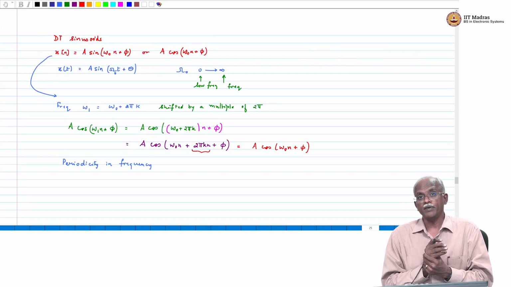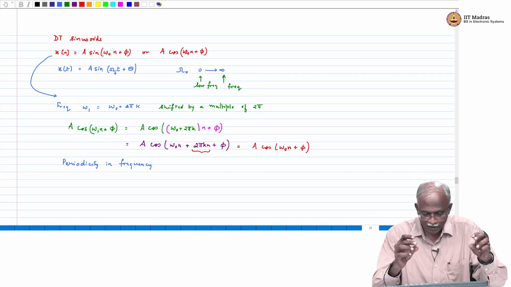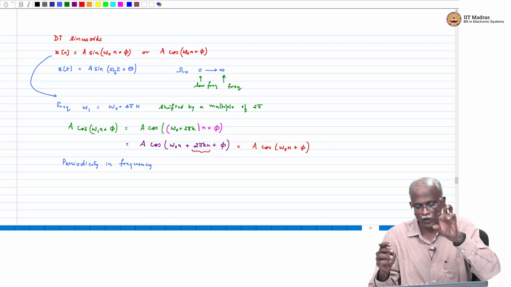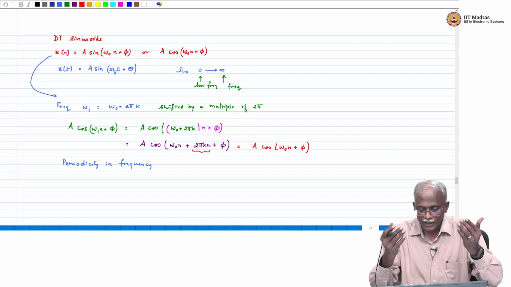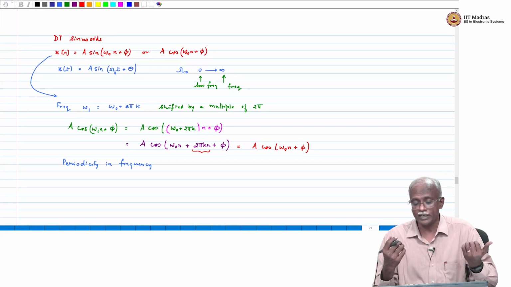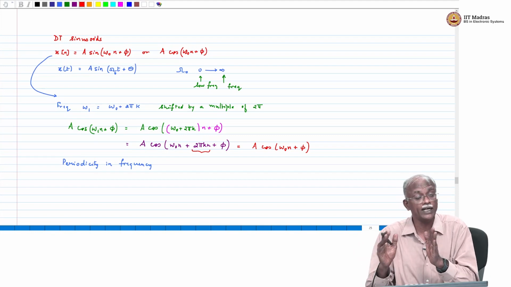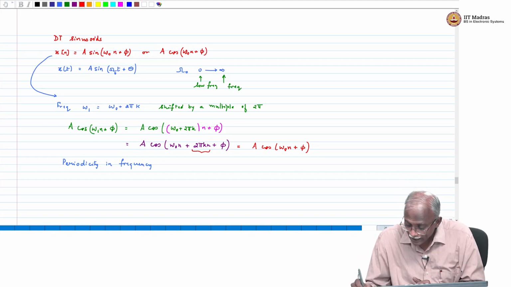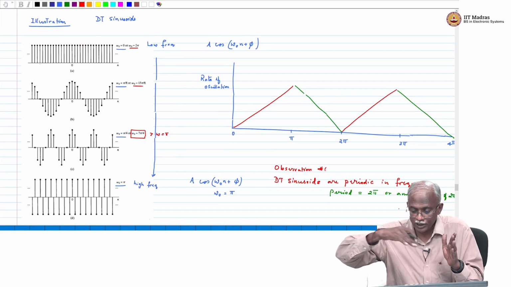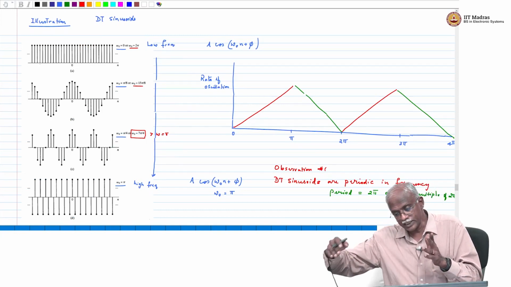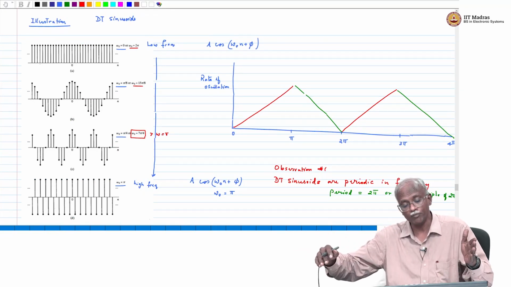The final part that we covered in today's lecture was about discrete time sinusoids. The basic definition is A sine omega naught n plus phi or A cosine omega naught n plus phi. And then we looked at a behavior which is very interesting, that discrete time sinusoids are periodic in frequency, unlike continuous time sinusoids. At the same time, we see this increasing of frequency from 0 to pi and then decreasing to 2 pi, increasing, decreasing. So basically this is the periodic behavior that we are seeing.